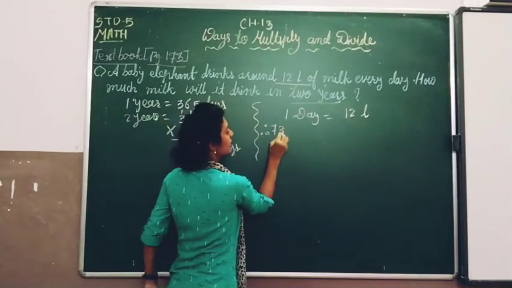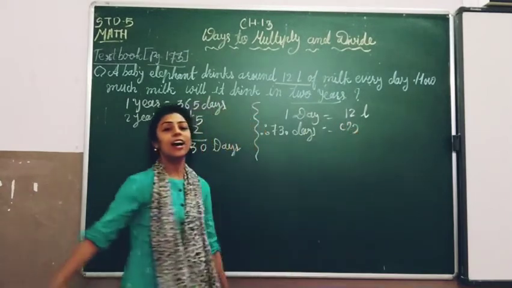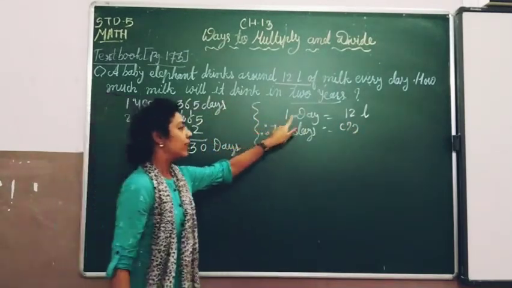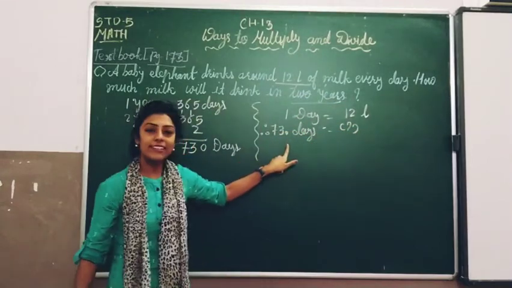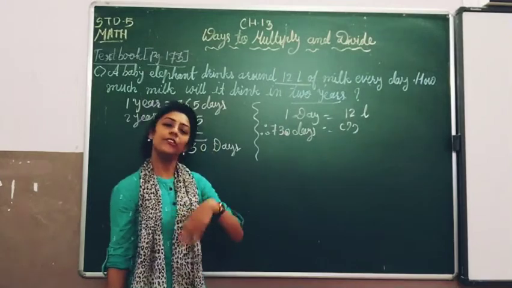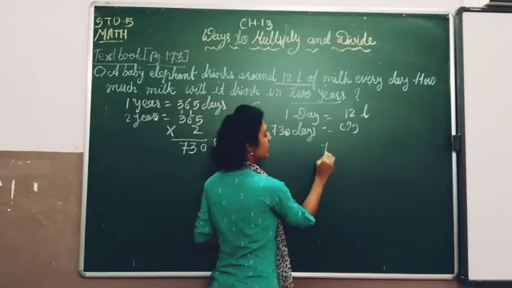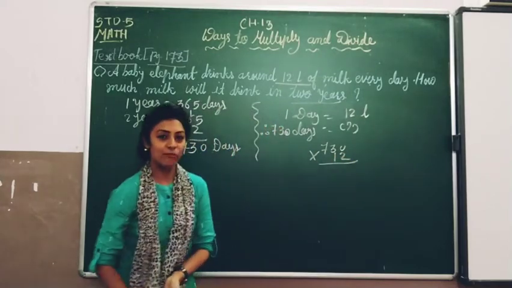Therefore, 730 days is equal to how many? 1 day drinks 12 liters of milk. So, 730 days we drinks how many? So, what we will do? We will multiply 730 multiplied by 12.